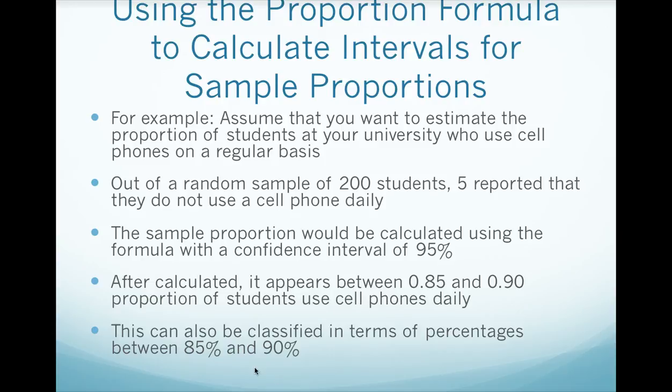After calculated, it appears between 0.85 and 0.90 proportion of students use cell phones daily. This can also be classified in terms of percentages, between 85% and 90%.